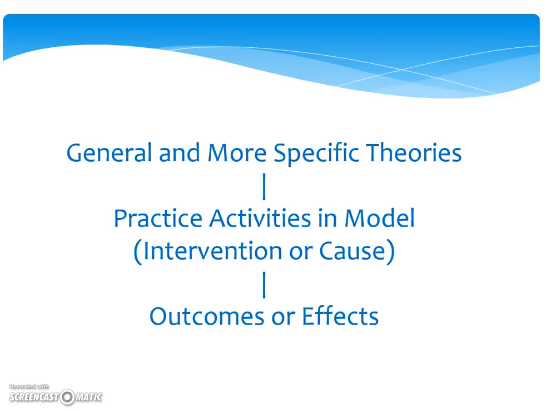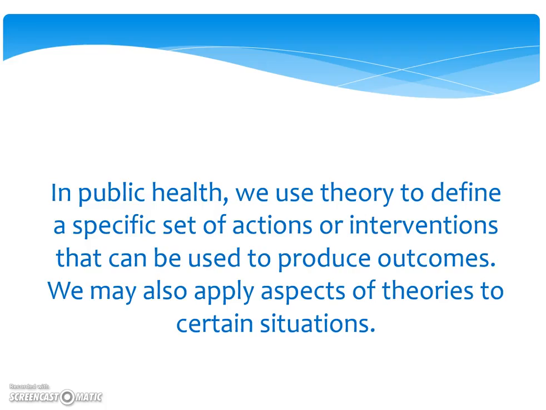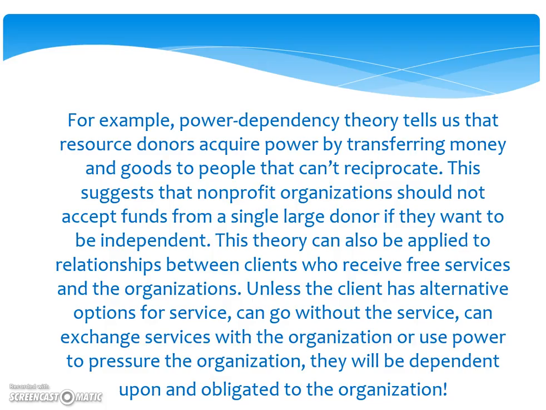So you have a theory, and then you have the theory that an intervention will cause an outcome or an effect. In public health, we use theories to define a specific set of actions or interventions that can be used to produce an outcome. They may also apply aspects of theories to certain situations. For example, a power dependency theory tells us that resource donors acquire power by transferring money and goods to people that can't reciprocate that. This suggests that a nonprofit organization should not accept funds from a single large donor if they want to be independent.